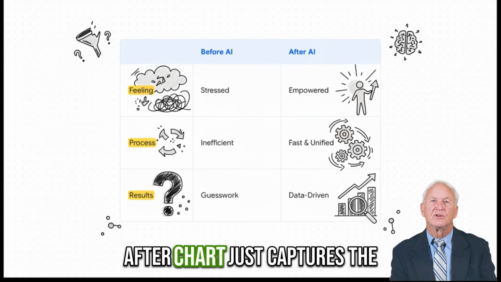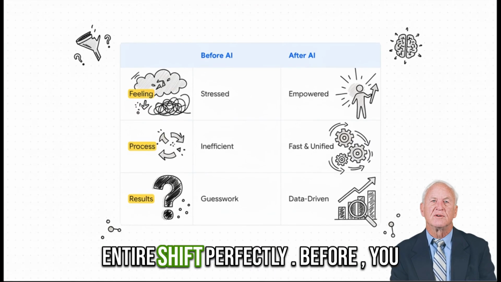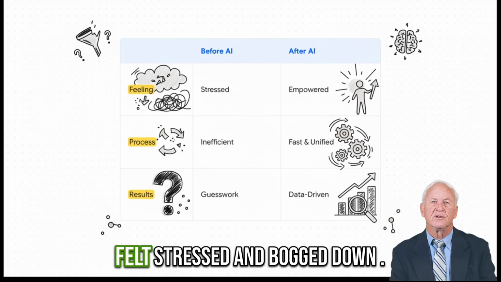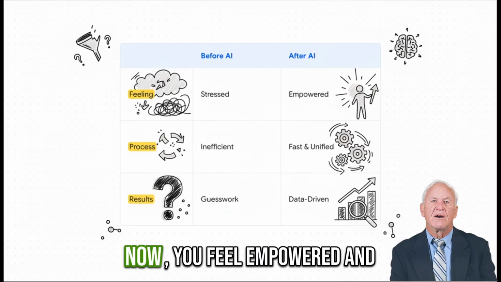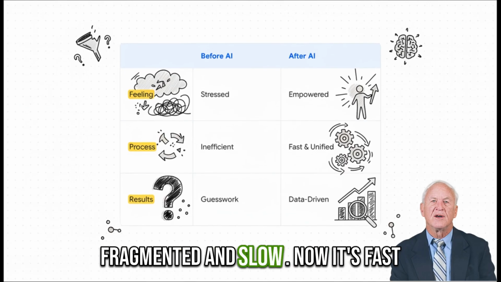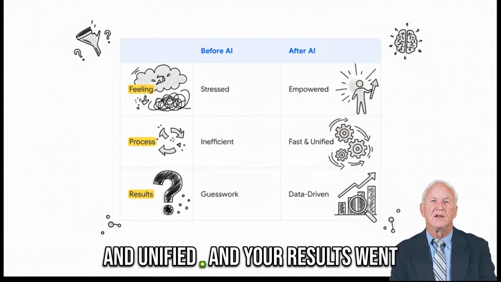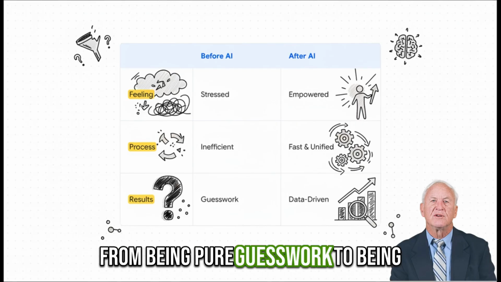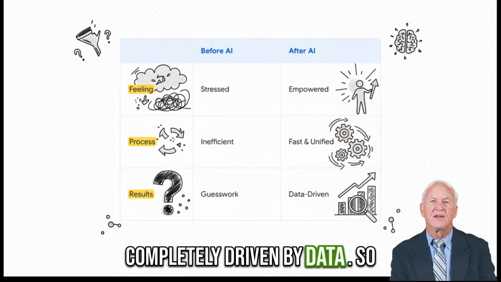This before and after chart just captures the entire shift perfectly. Before, you felt stressed and bogged down. Now, you feel empowered and creative. Your process was fragmented and slow. Now it's fast and unified. And your results went from being pure guesswork to being completely driven by data.